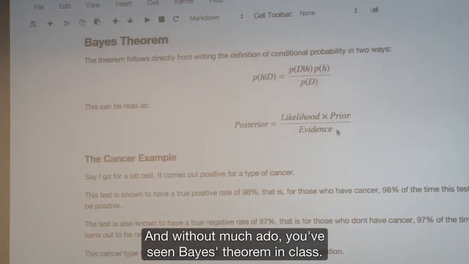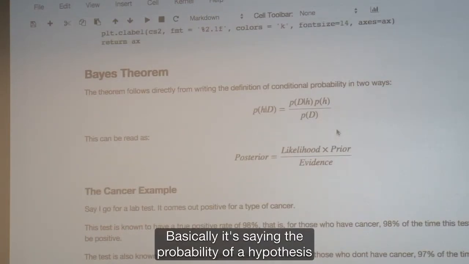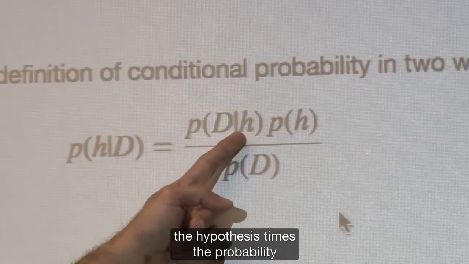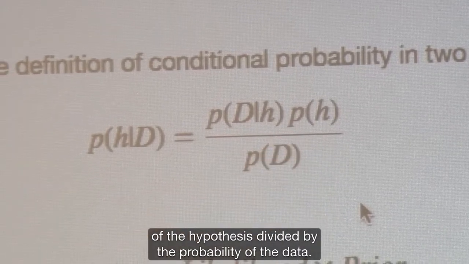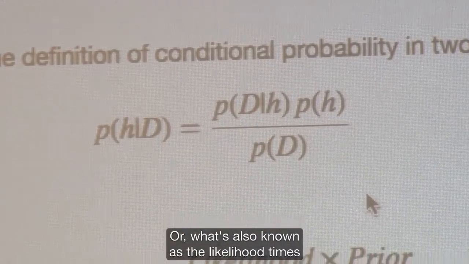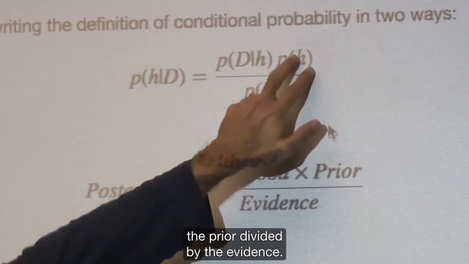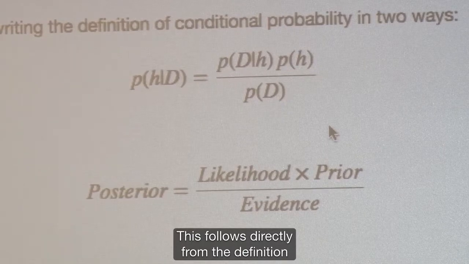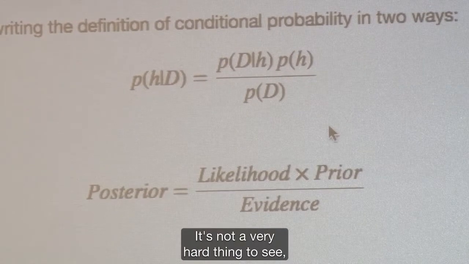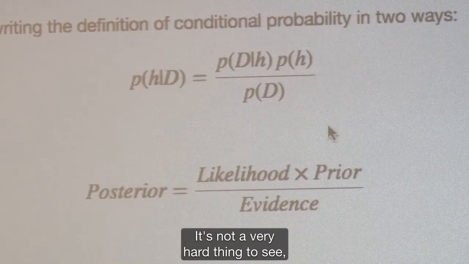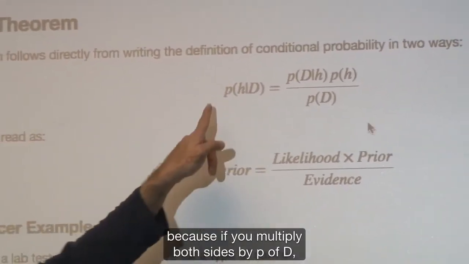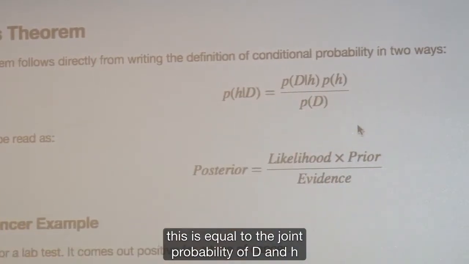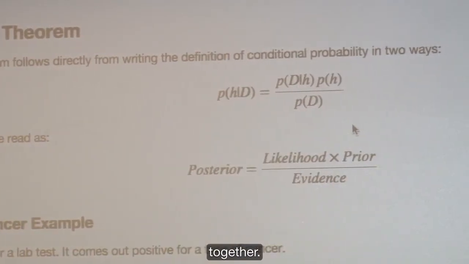And without much ado, you've seen Bayes' theorem in class. Basically, it's saying the probability of a hypothesis given the data is equal to the probability of the data given the hypothesis times the probability of the hypothesis divided by the probability of the data, or what's also known as the likelihood times the prior divided by the evidence. This follows directly from the definition of conditional probability. It's not a very hard thing to see because if you multiply both sides by P of D, then this times this is equal to this times this is equal to the joint probability of D and H together.